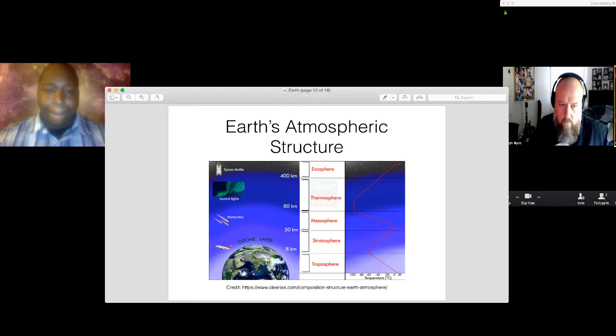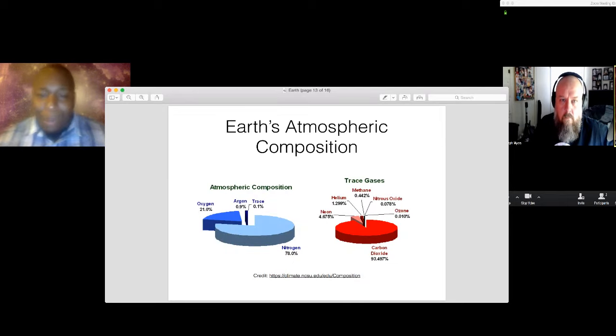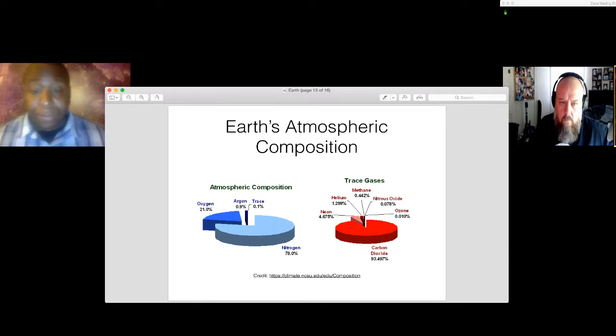Okay. And so, of course, if I'm going to be talking about Earth's atmosphere, another key thing to talk about is its composition. What I'm showing here is a breakdown of the composition, which is the types of materials that our atmosphere is composed of. Or another way of putting it, what our air is composed of.